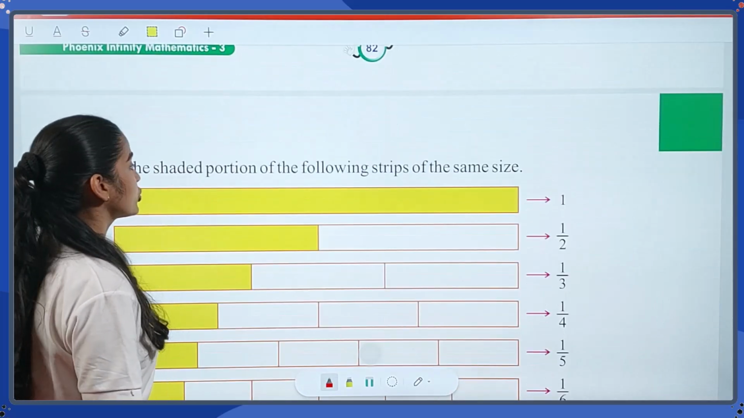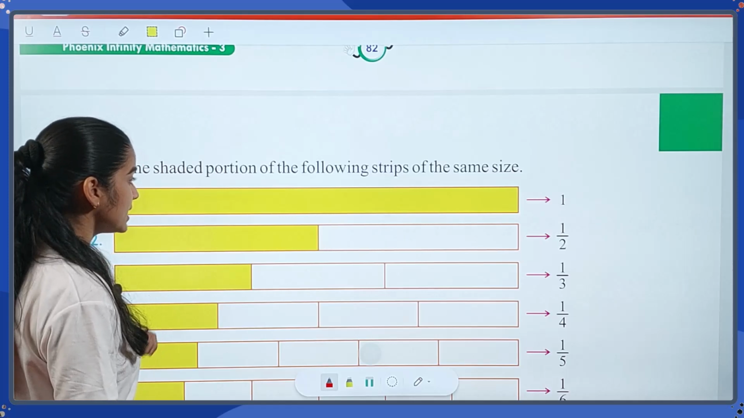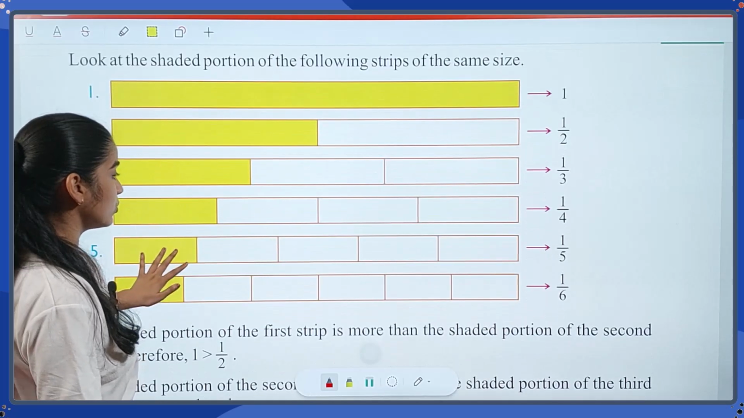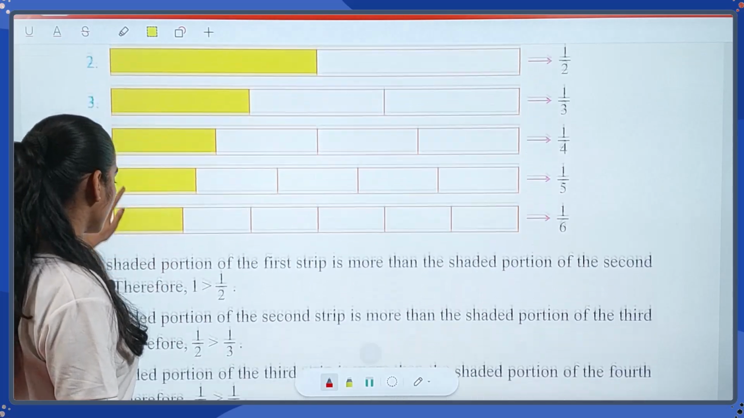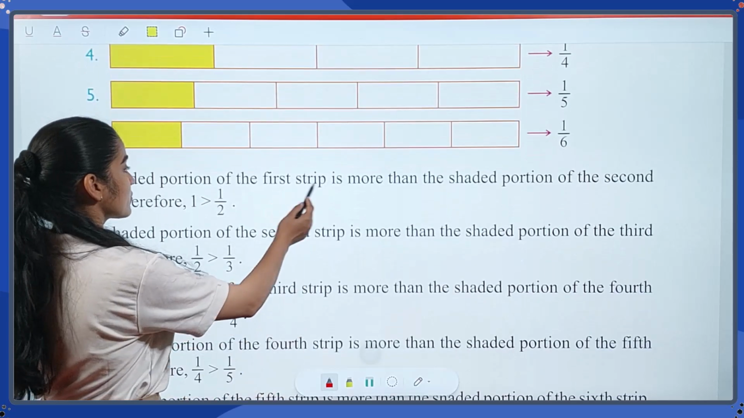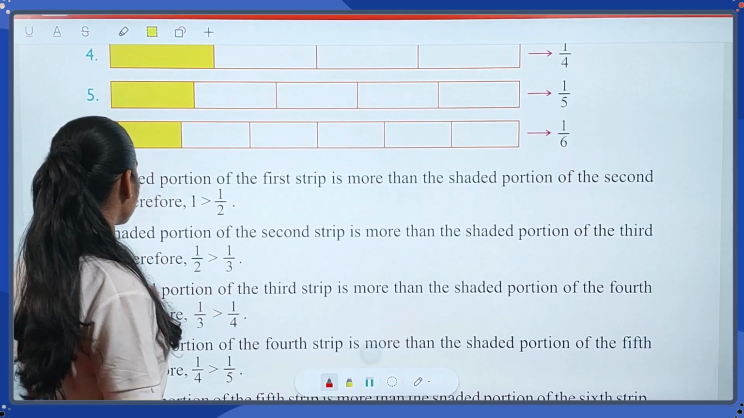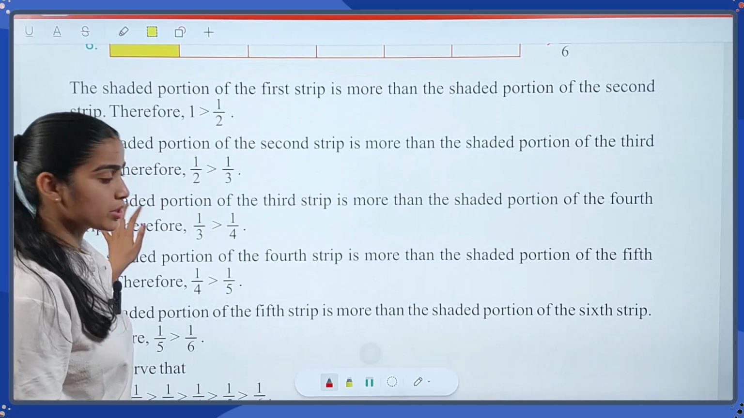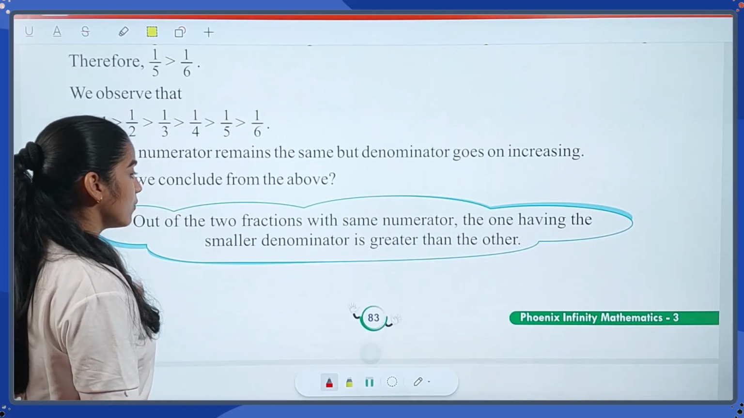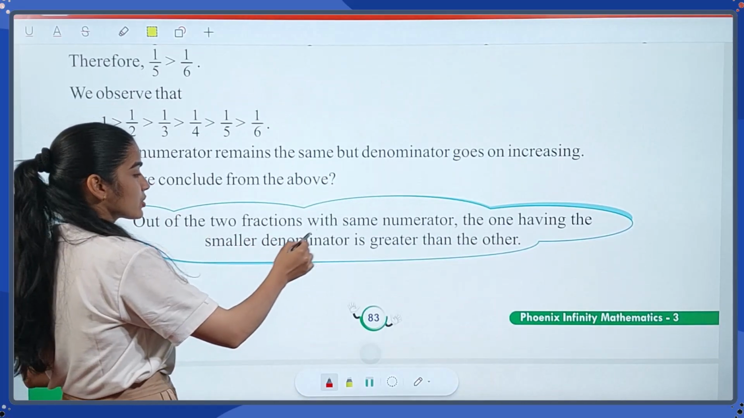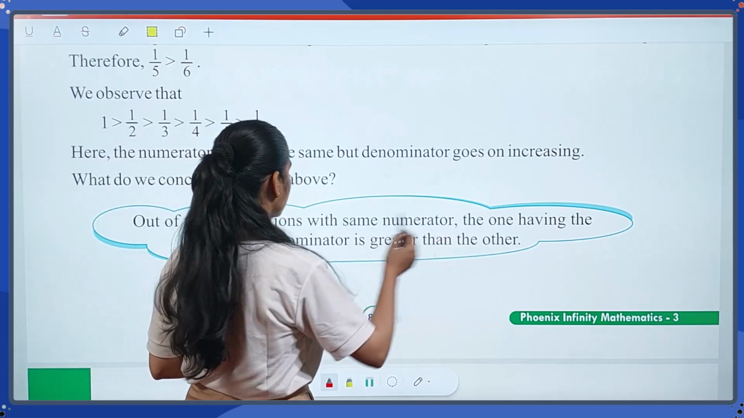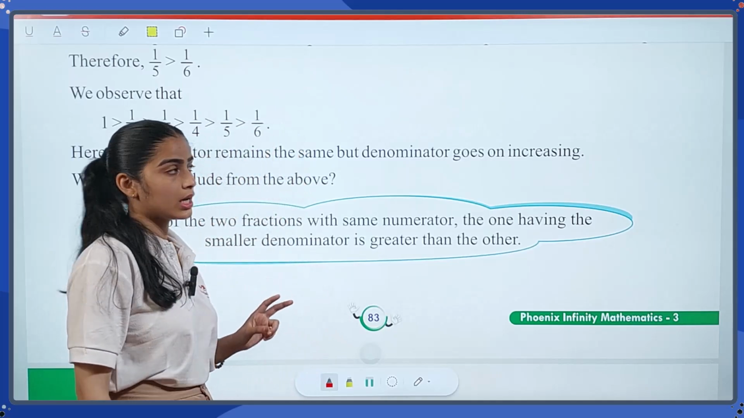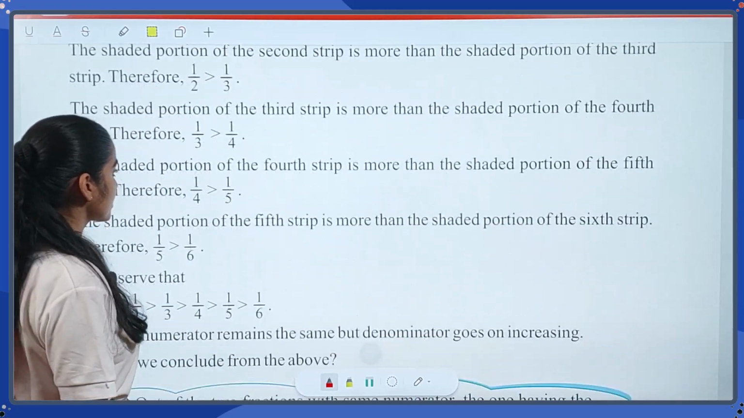Look at the shaded portion of the following strips of the same size. So this is complete one, this is half, this is 1/3, this is 1/4, the 1/5, and 1/6. Okay. Now the shaded portion of the first strip is more than the shaded portion of the second strip. Therefore, 1 is greater as compared to 1 by 2. So I hope, students, till now you understood how you can identify which one is bigger. Out of the two fractions with the same numerator, the one having the smaller denominator is greater than the other. So we learned two things till now.